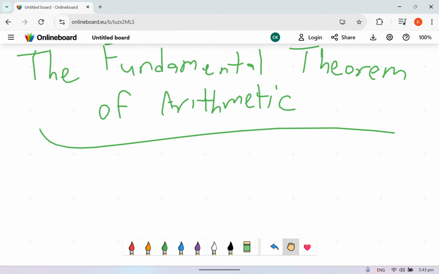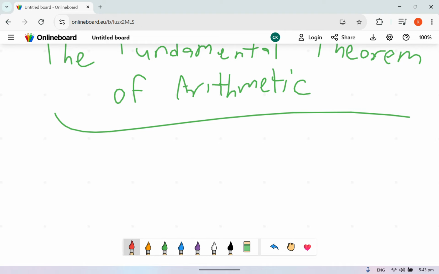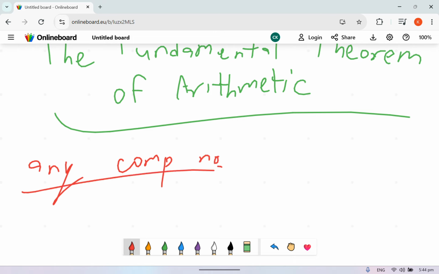Now it states that I can take any composite number from the world, any composite number, and I can definitely express it as the product of some prime numbers. Now I'm just going to give you an example. Okay, I'm going to give you a super simple example.